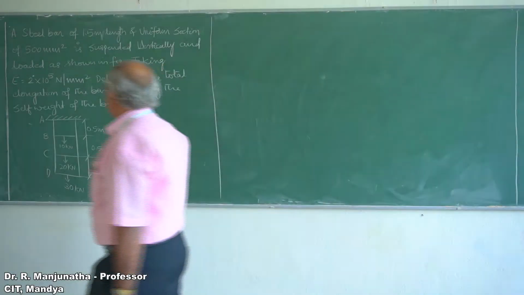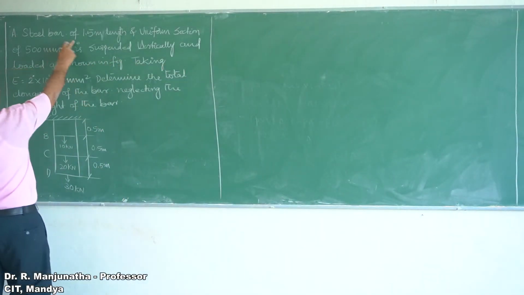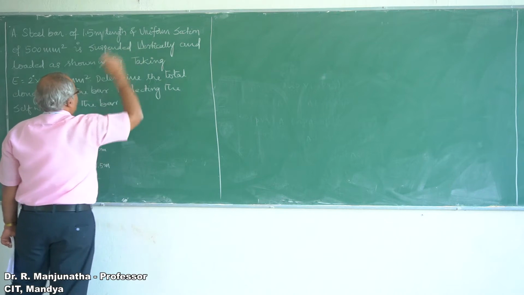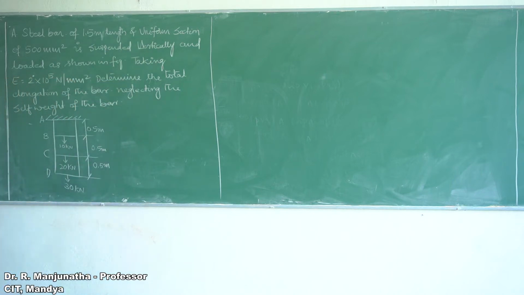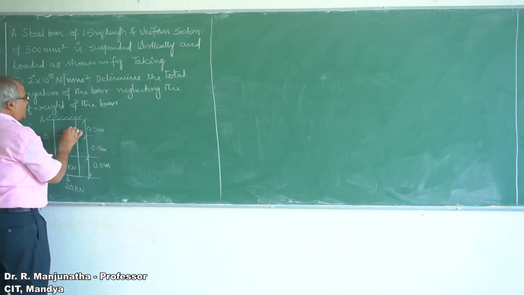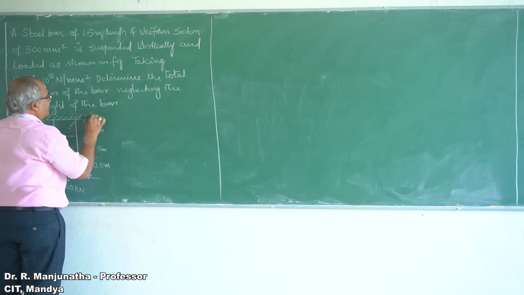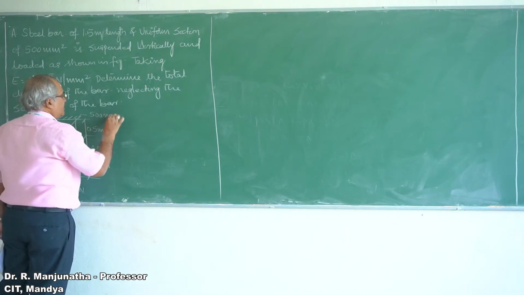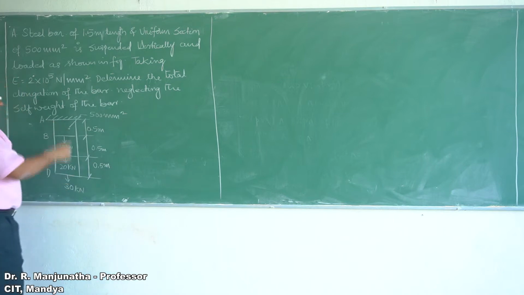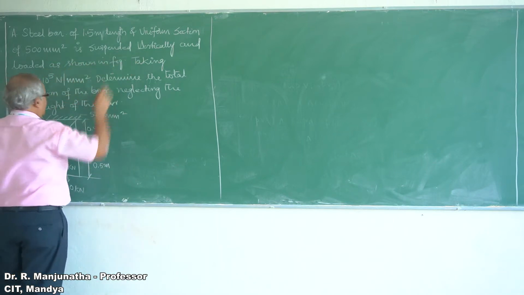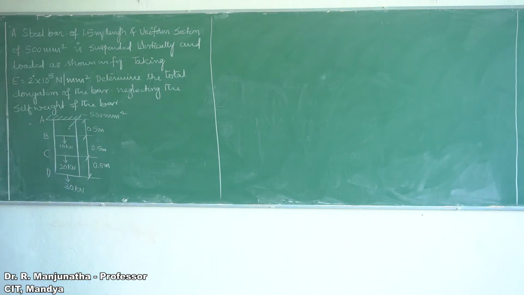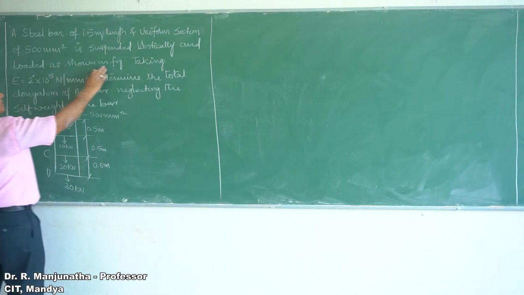which is on a steel bar of 1.5 meter length and having uniform section of 500 mm square. So this section is about 500 mm square, which is uniform because this entire segment is going to have 500 mm square, is suspended vertically and loaded as shown in the figure.